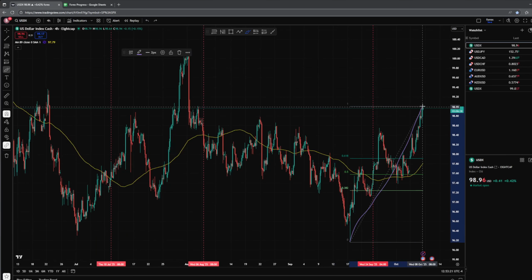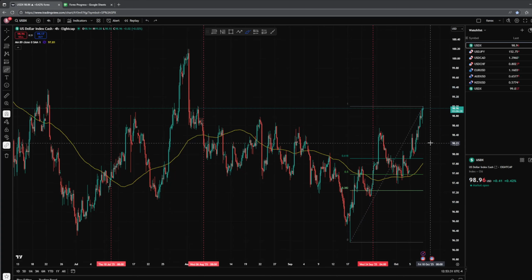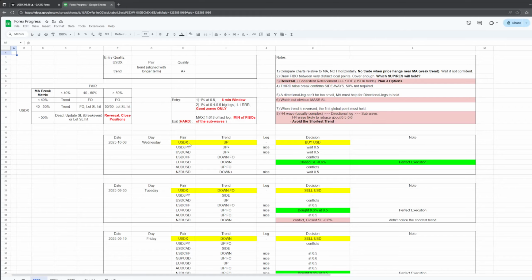So we have a nice up leg like this. Market should soon retrace a little bit and return into the original uptrend. So let's write it down. USD index trend is up. Our decision is to look for opportunities to buy USD.